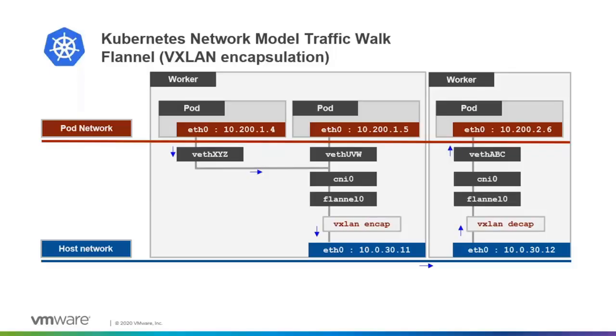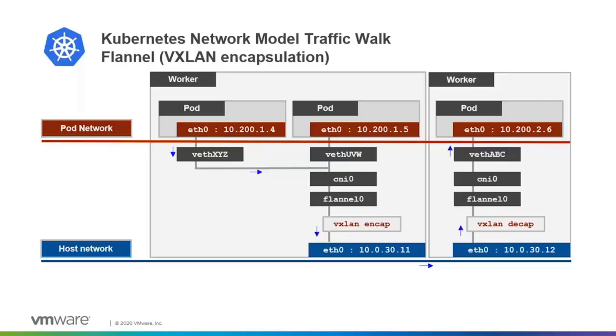So Flannel is a popular alternative. And in this case, I have a tunnel interface called flannel0, and that purely just does VXLAN encapsulation, and then will forward it out through eth0. And what will happen is a UDP packet will be sent with 10.0.30.12 as the destination, and the inner packet will have 10.200.2.6 as the inner destination of the frame.